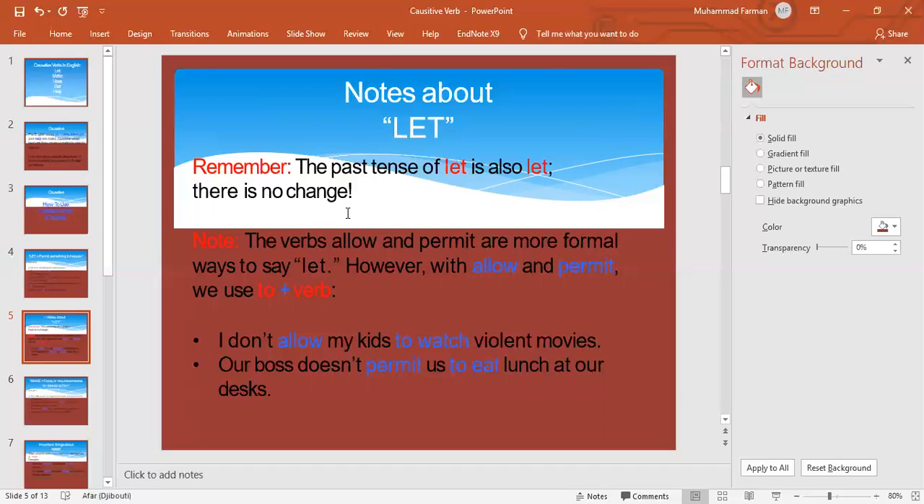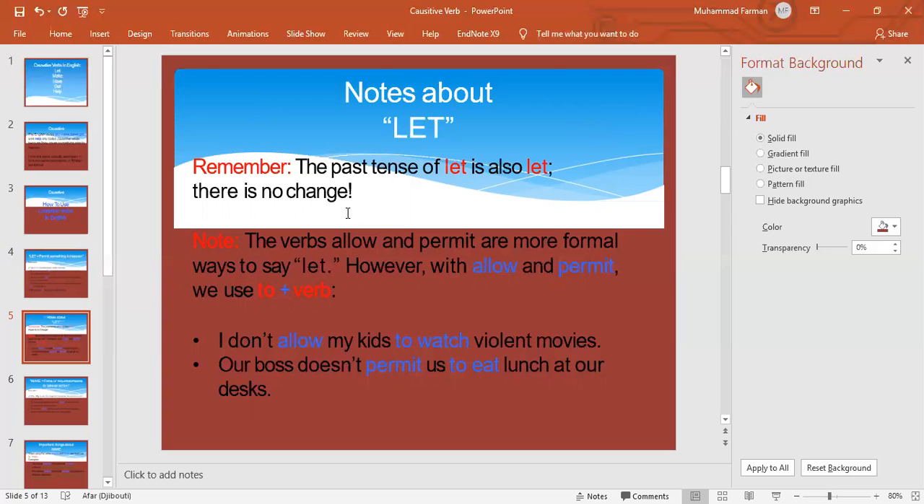The verbs allow and permit are more formal ways to say let. However, with allow and permit, we use to plus verb. Just like, I don't allow my kids to watch violent movies. Our boss doesn't permit us to eat lunch at our desk. Or we can also convert these sentences into past. Just like, I didn't allow my kids to watch violent movies.